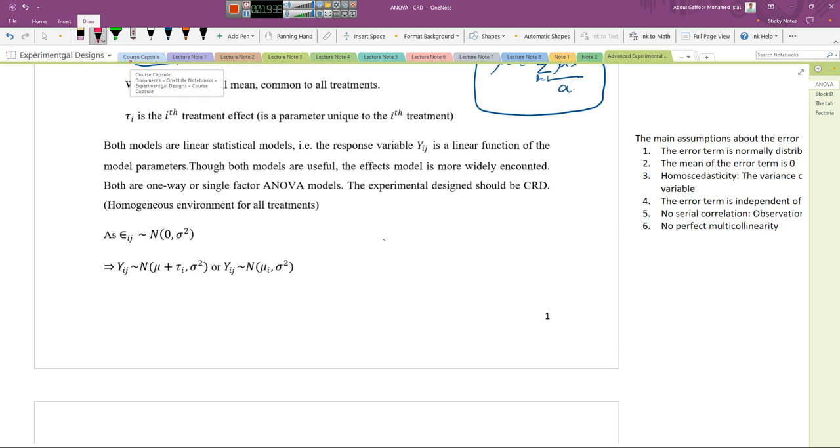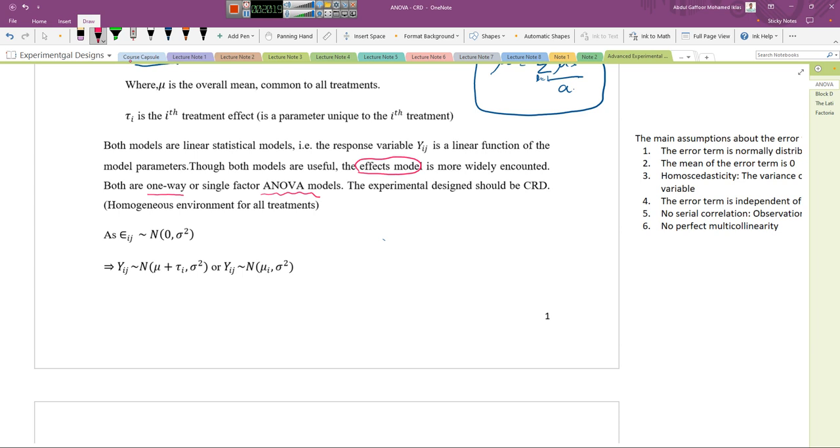So though both models are useful, the effect model is more widely used, more widely encountered. Even though we have the mean model and the effect model, we don't use the mean model; we will basically be using the effect model. This is what this sentence says. Both are one-way or single-way ANOVA models, not two-way ANOVA, just simple one-way ANOVA models, where we will be comparing our F values or P values. The experimental design should be a completely randomized design.